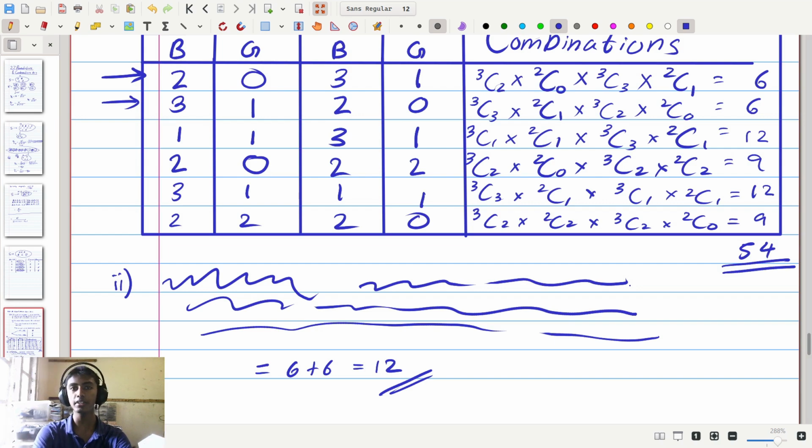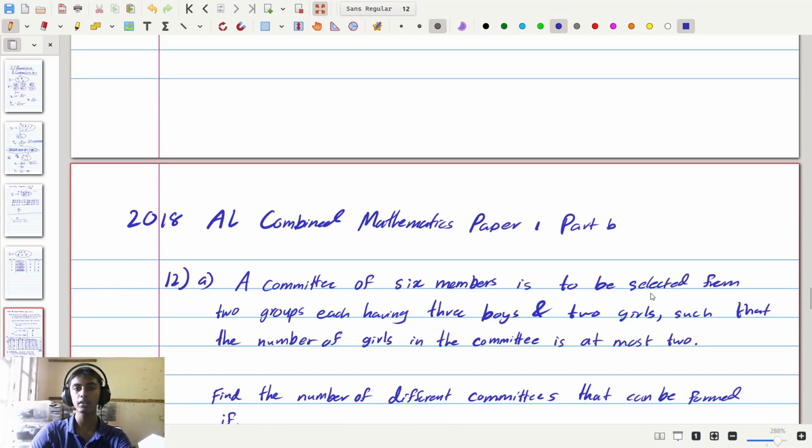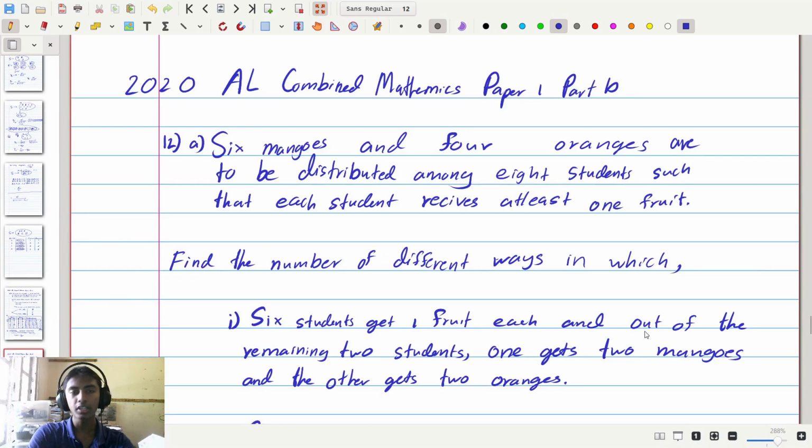We have answered an A-level combined mathematics paper 1 part B question. Let's move on to our second and last A-level past paper question. Here we have the 2020 A-level combined mathematics paper 1 part B question 12A.